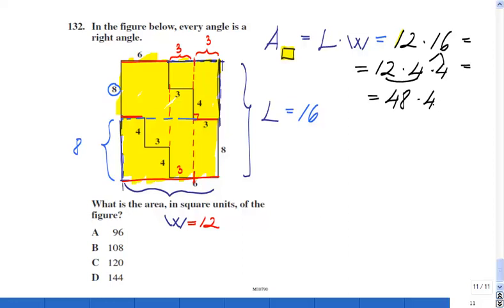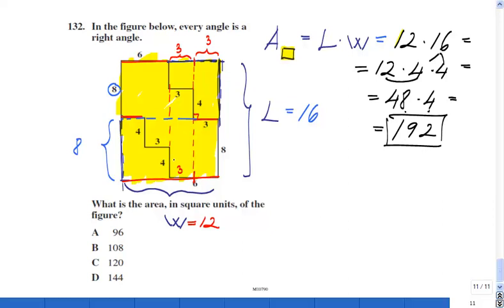That's 48. And I have then 48 times 4, which is 4 times 8, 32. 4 times 4, 16, plus 3, 19. 192, right? Okay, that's the area of the big yellow rectangle.